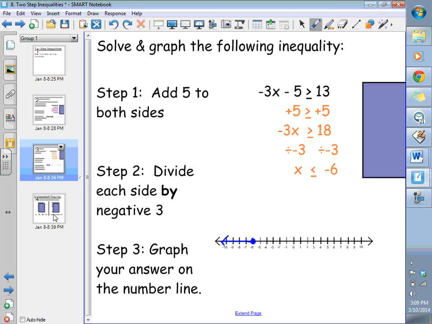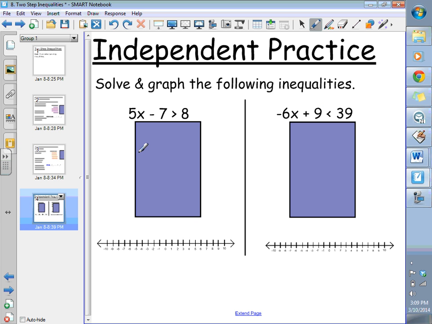All right, and our next one is independent practice. I want you to do these inequalities. Remember, pause it and then come back and we'll work through them.